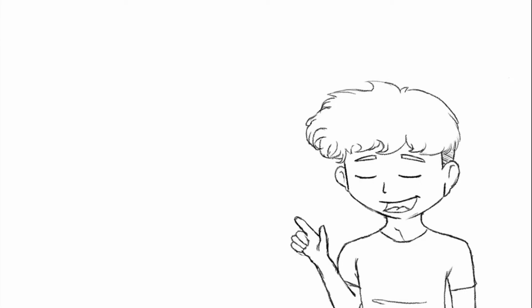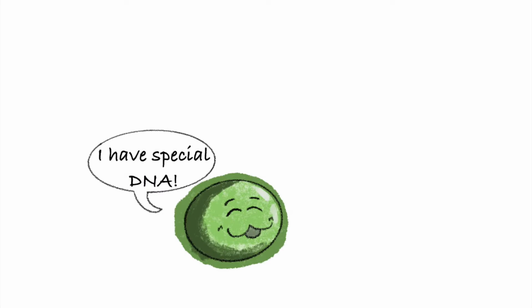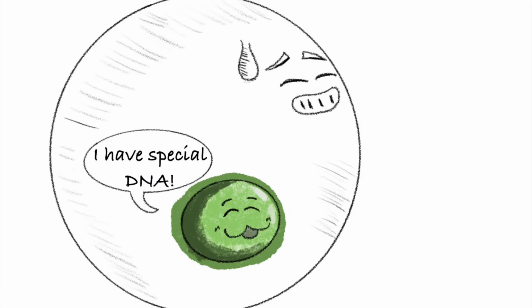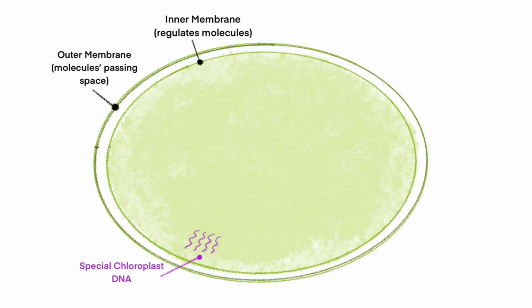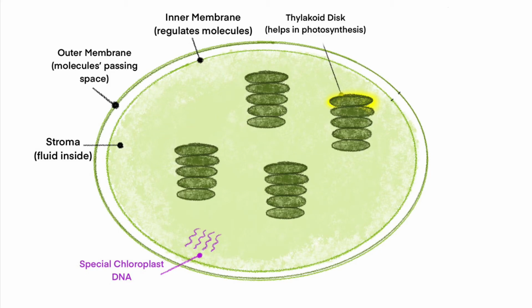Another unique trait is that the chloroplast has its own special genomes and DNA. So the chloroplast is like its own little cell within the actual plant cell. Once you're past the membranes and inside of the chloroplast, you'll notice the aqueous solution called the stroma. Resting in the stroma are the thylakoids, which are key in performing photosynthesis.